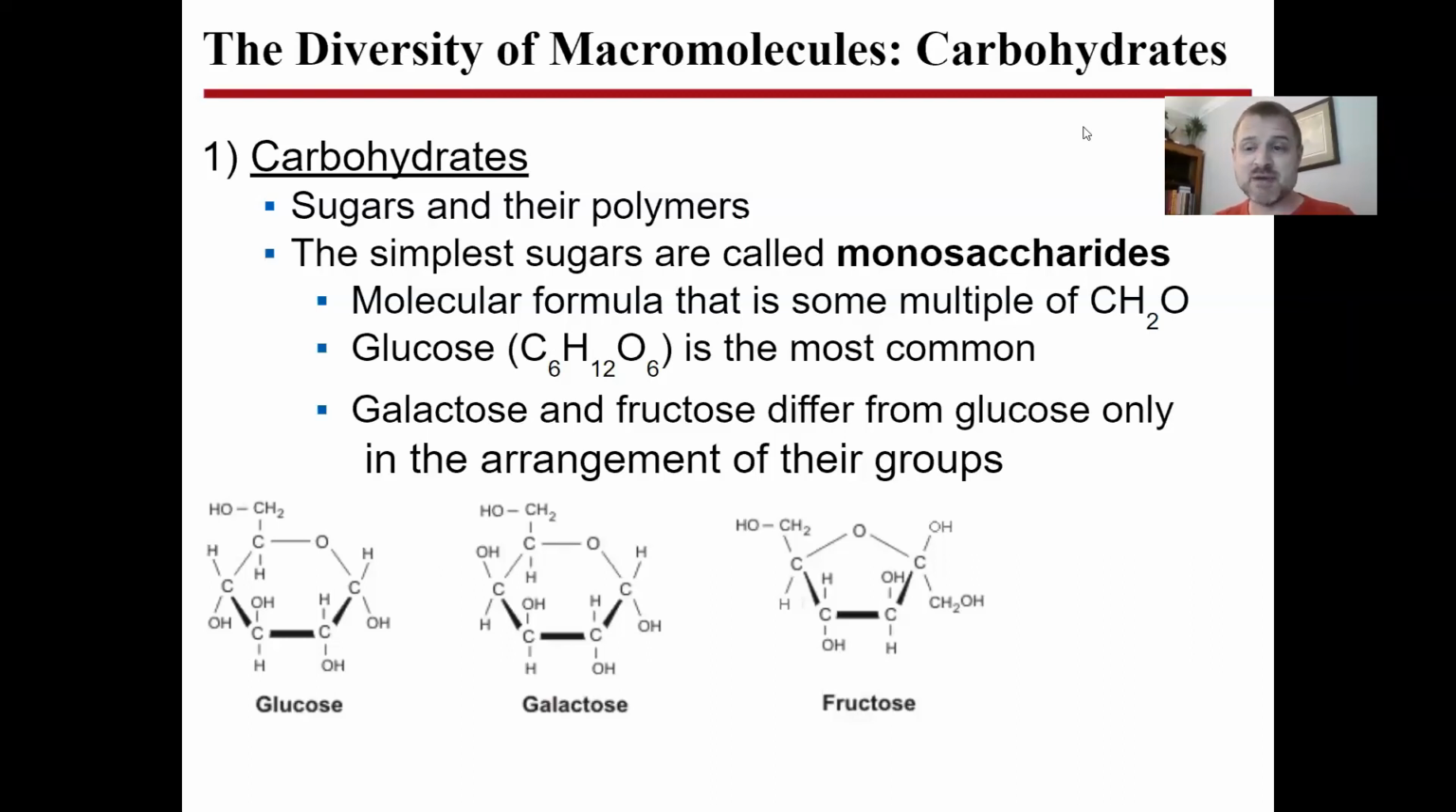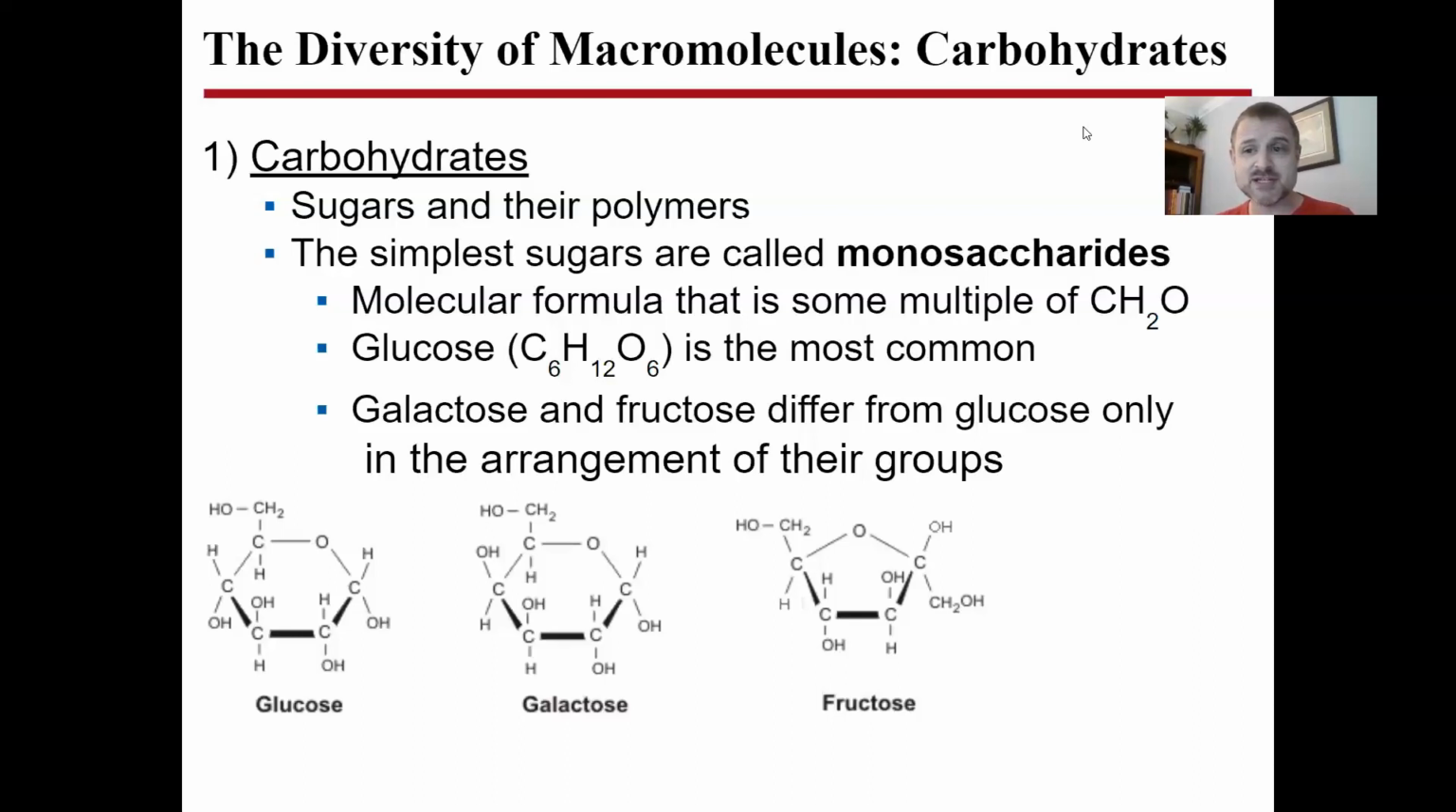So the first class of macromolecule is called carbohydrates. Carbohydrates are essentially sugars and their polymers. For each of the 4 types of macromolecule, we're going to discuss what the monomer is, what the building block is, and then what the polymer is. So for carbs, the monomers are called monosaccharides. Mono means one, saccharin refers to sugar. The most basic is glucose, and we've seen glucose before.